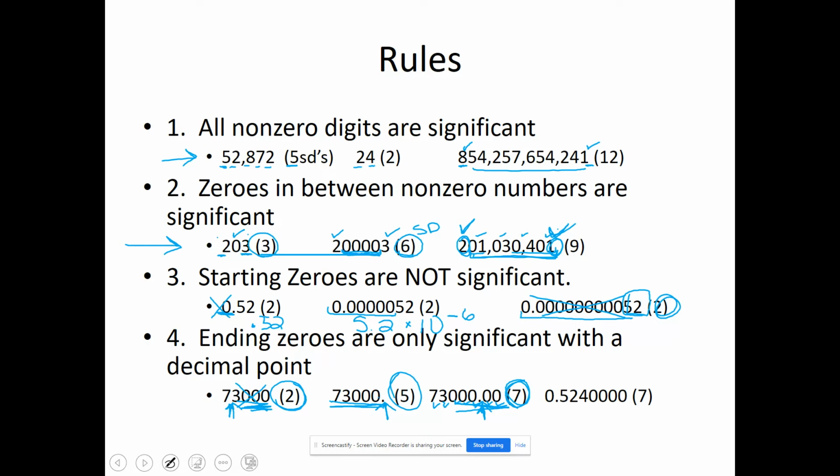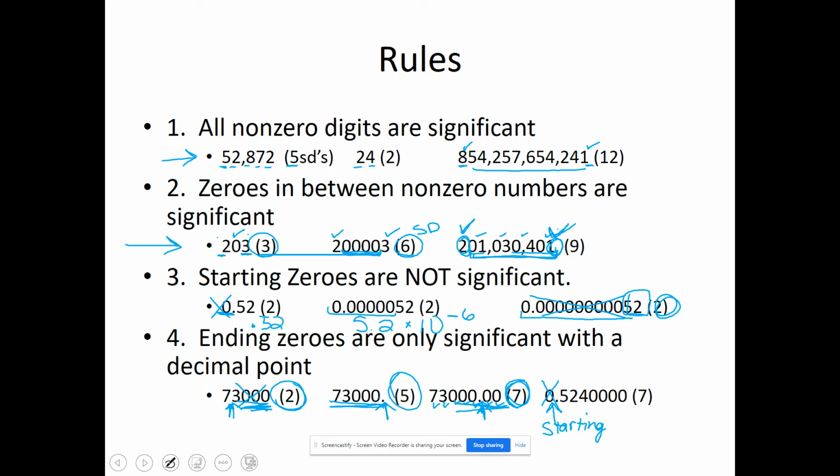The last one sometimes gets people because the zeros are after a number and the decimal's way out front. This 0 doesn't count, remember, because it's a starting 0. So that's where people start to get confused because they see a decimal point and a 0. But remember, this 0 is a starting 0. So it doesn't count.